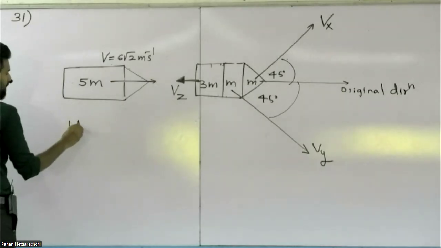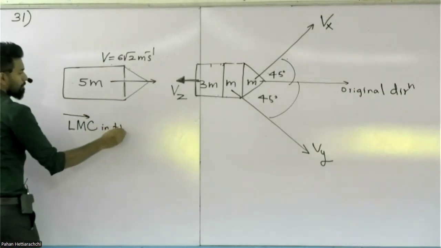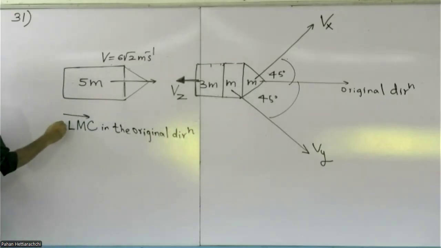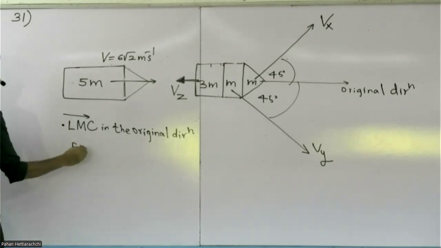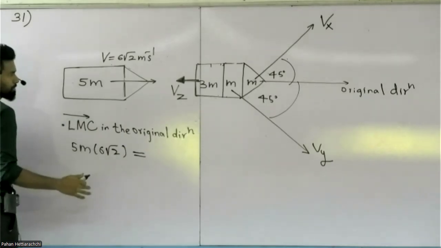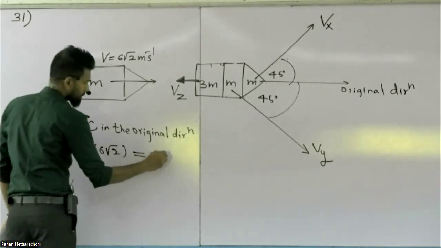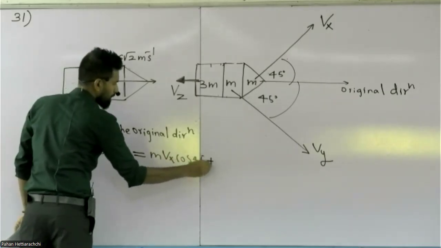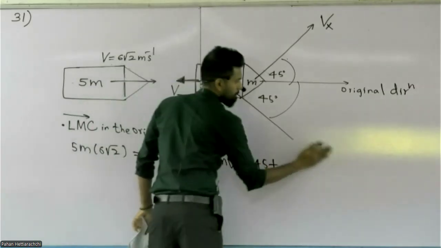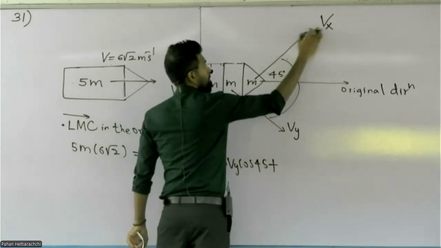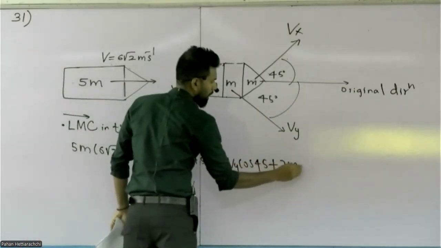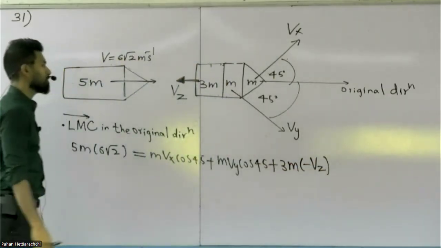Applying linear momentum conservation, LMC, in the original direction: 5m into 6√2 equals m Vx cos 45, plus the other m Vy cos 45, plus 3m into minus Vz.